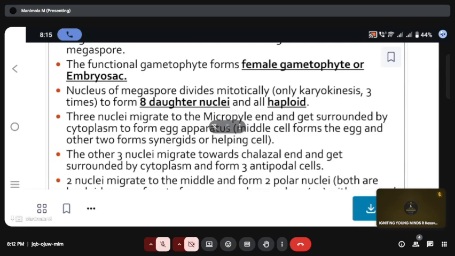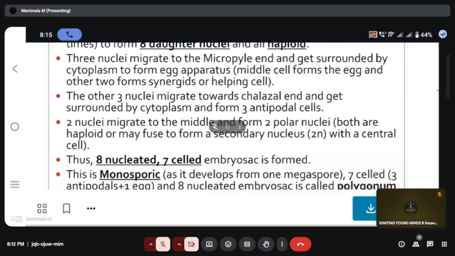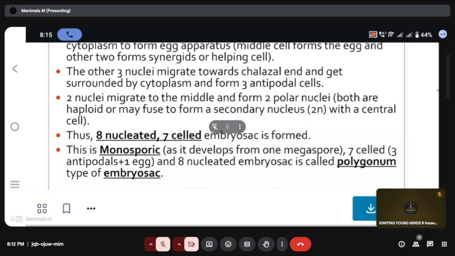In the micropylar region, we have 3 cells, right? Of the 3 cells, one is the egg and the other two are synergids. The other 3 nuclei migrate towards the chalazal end and get surrounded by the 3 antipodal cells. These antipodal cells disintegrate after fertilization takes place. There are not many advantages with the antipodal cells. And 2 nuclei migrate to the middle and form the 2 polar nuclei.